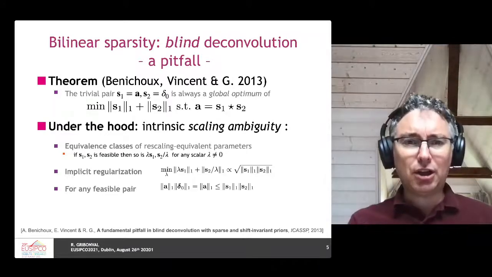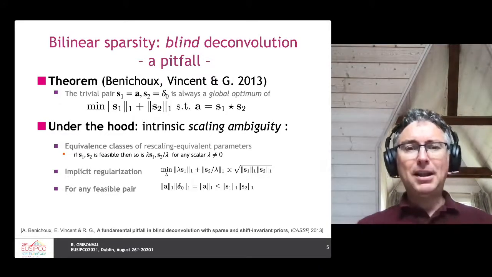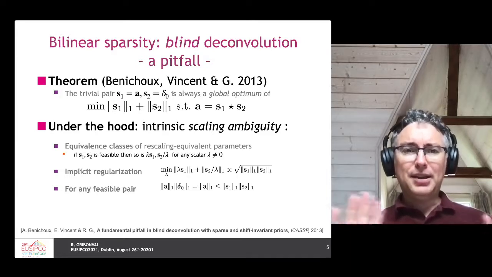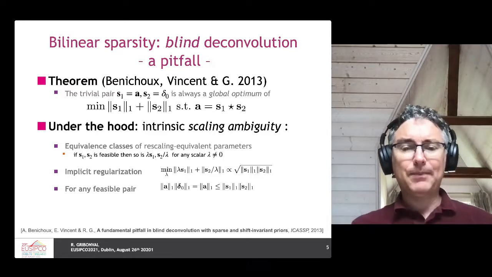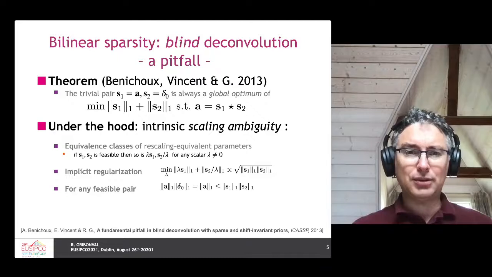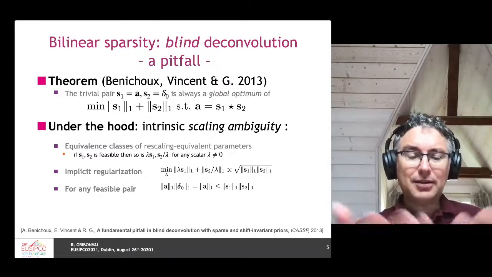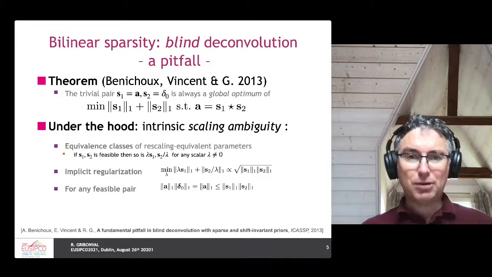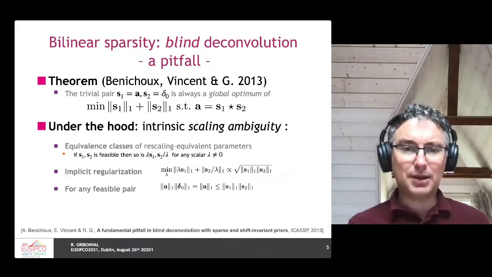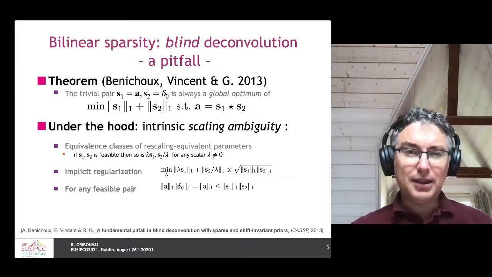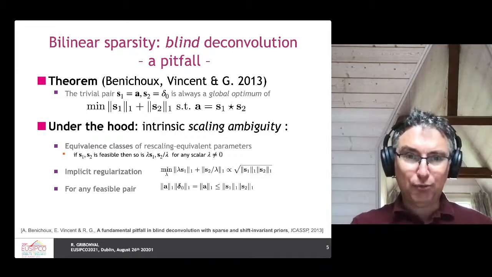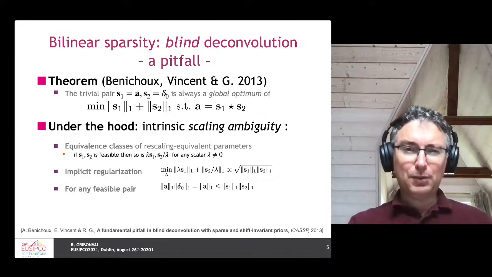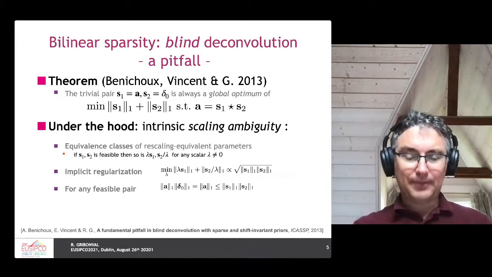So a consequence of this fact is that while you believe you're optimizing the sum of the L1 norms, in fact, what you're implicitly optimizing is the product of the L1 norms of your source and filter. And for this particular bilinear deconvolution problem, there's a simple inequality that shows that the trivial pair that you don't want has a smaller product than any other pair of sources.